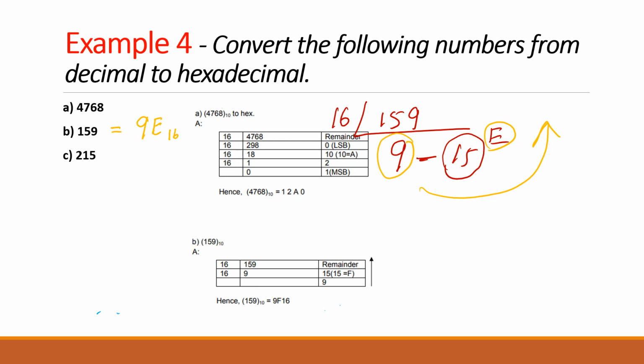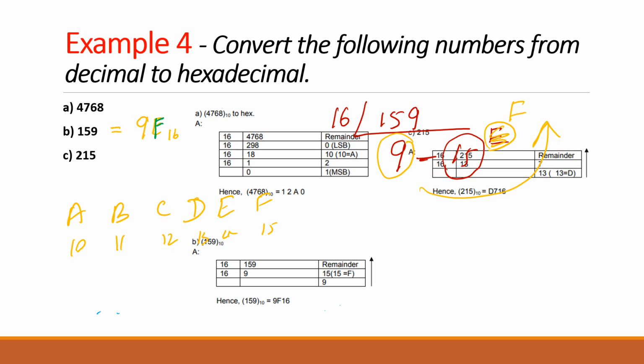A is 10, right? A is 10. A, B, C, D, E, F. So this is 10, 11, 12, 13, 14, 15. Yes, 15 is F. Yes, that's my error. 10, 11, 12, 13, 14, 15. Is it? A, B, C, D, E, F. 10, 11, 12, 13, 14. Yes, so 15 is F.